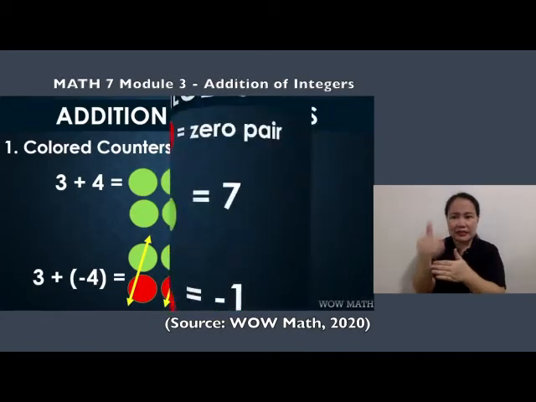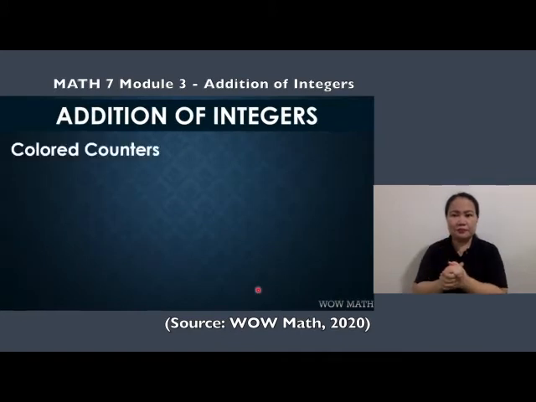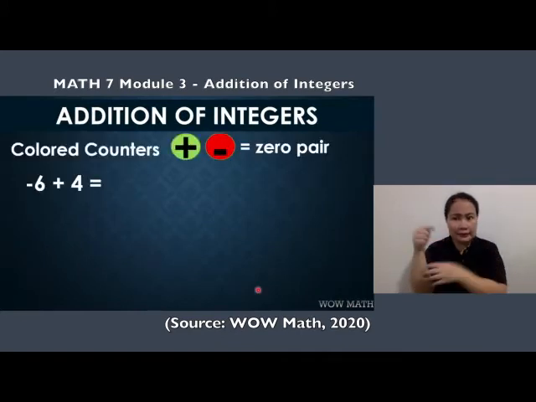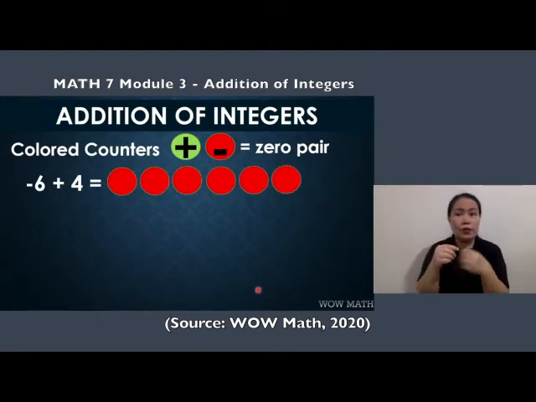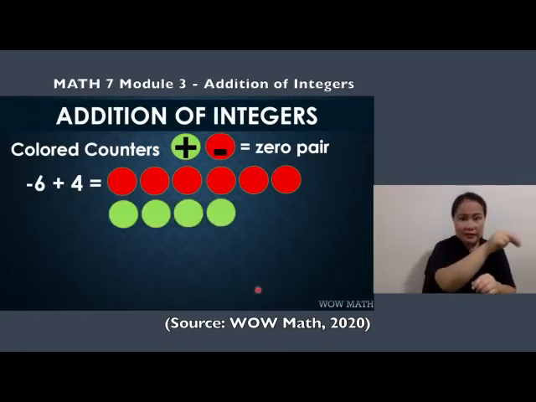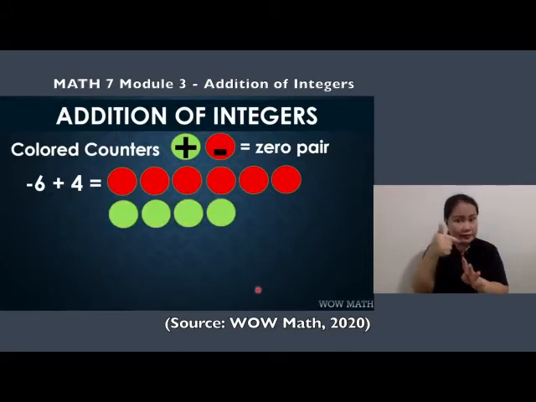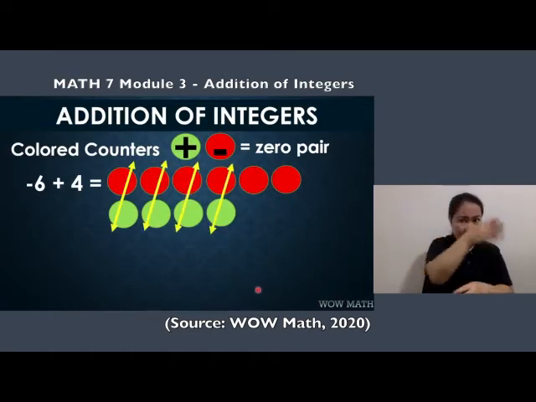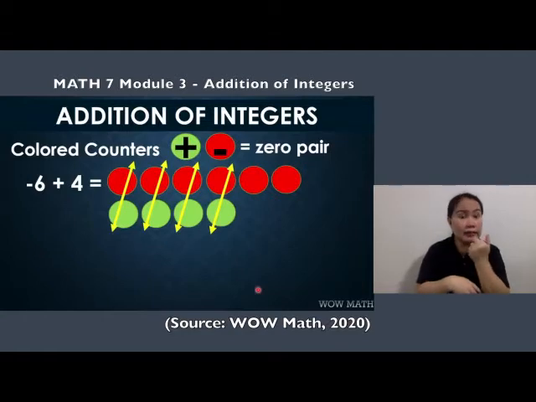Next. So, I have here negative 6 plus 4. So, 6 na negative. So, we will use red color. And then, 4 na positive. So, we will use green. Okay, so meron tayong zero pair dito. So, we will cancel. So, ang natira ay 2 red. And that is negative 2 kasi red.